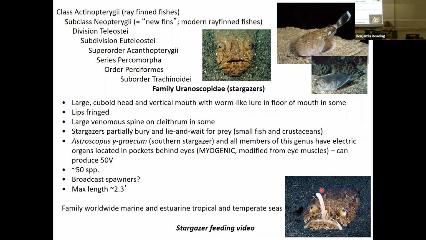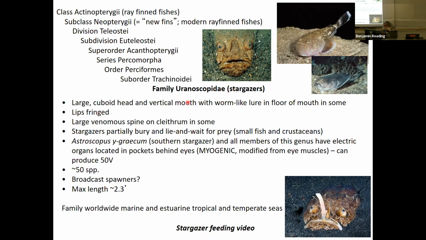And this is very similar to the illicium and the esca of the anglerfish, where they use this to attract fish to swim by to check that out, and then they eat them. So it's sort of to attract prey items. The lips are fringed, so they've got good three-dimensional camouflage here. That fringed effect on the lips helps to mimic and hide them in the sand. They have large venomous spines in the cleithrum. The cleithrum is a bone down here on the side of the head. And so they do have a venomous spine there in some of the species for protection.